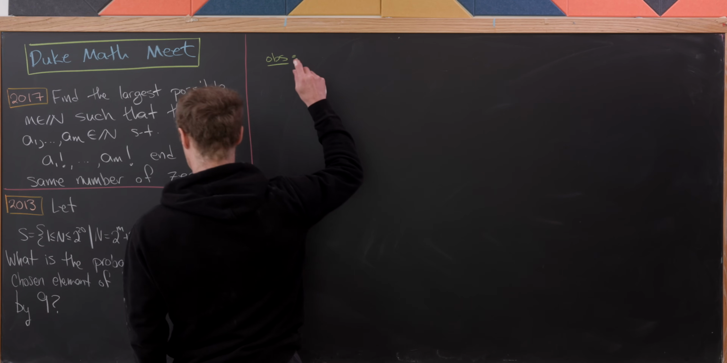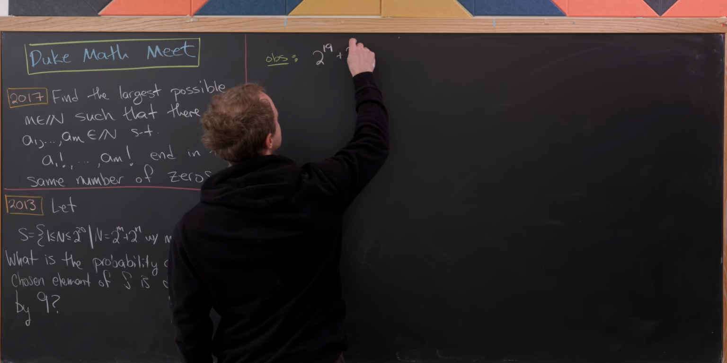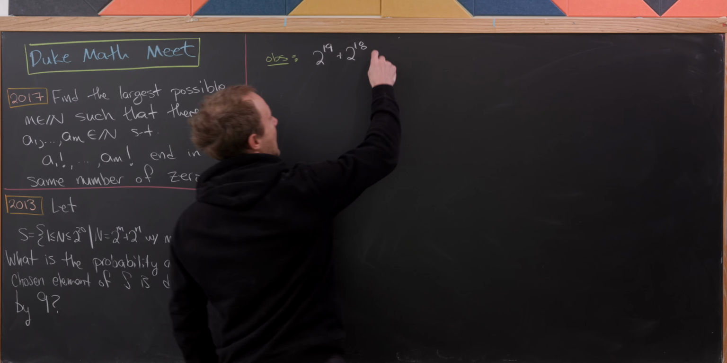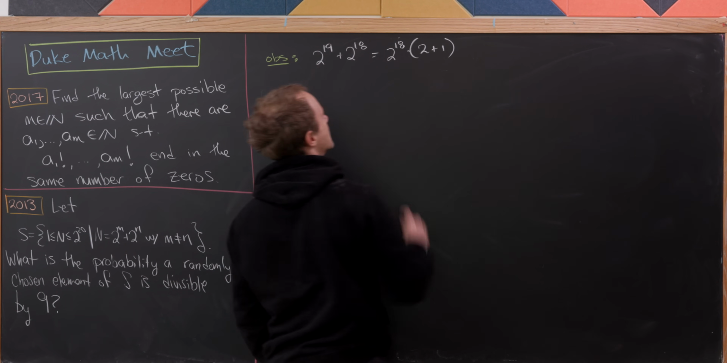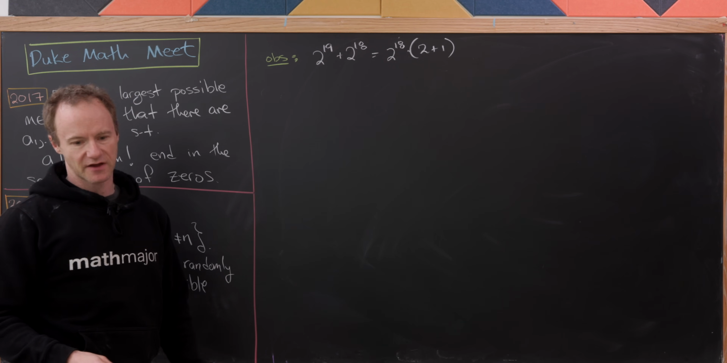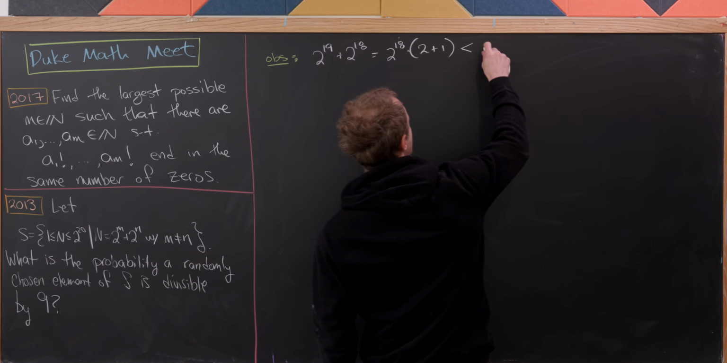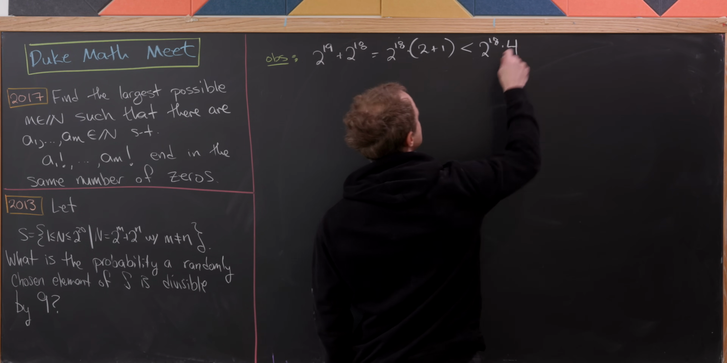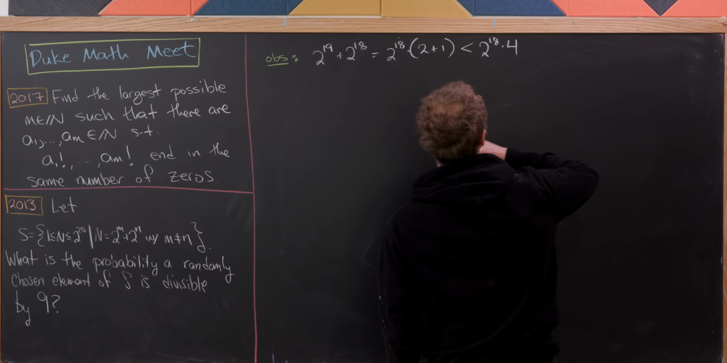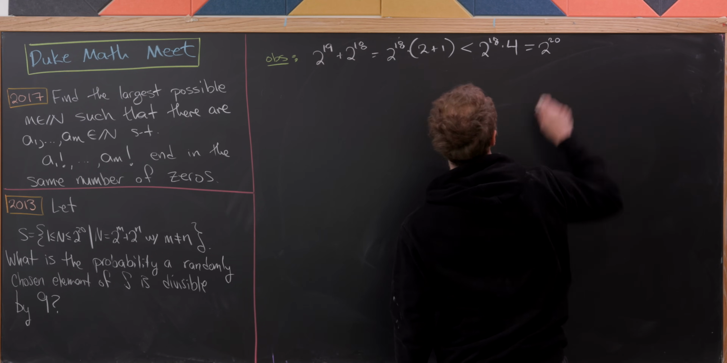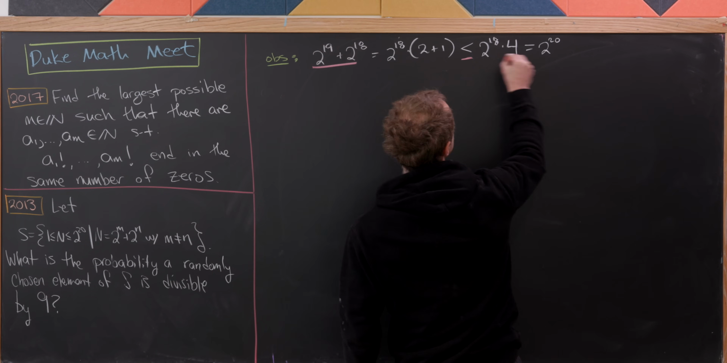Okay, so let's observe the following. We take 2 to the 19 plus 2 to the 18, and we'll observe that this is equal to 2 to the 18 times 2 plus 1. That's just factoring out that 2 to the 18. But then observe that that is strictly less than 2 to the 18 times 4, because 2 plus 1 is less than 4. But then that's going to be equal to 2 to the 20.